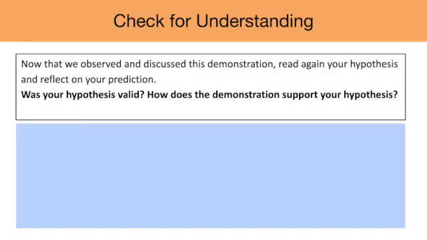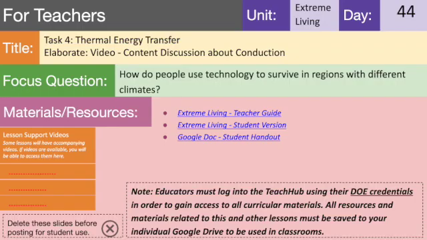During the demonstration, students should jot down their observations in order to collect evidence. After watching the demonstration, students should evaluate the validity of their hypothesis. Were they correct? Why or why not? Make sure that students base their evaluation on actual evidence from the demonstration. On day 44, students will continue the elaborate phase by investigating particle-level explanations of conduction, a form of thermal energy transfer.